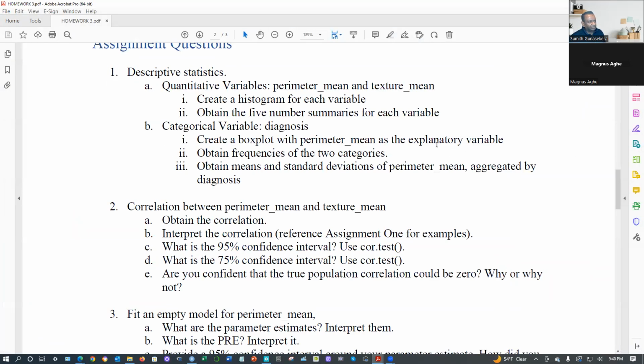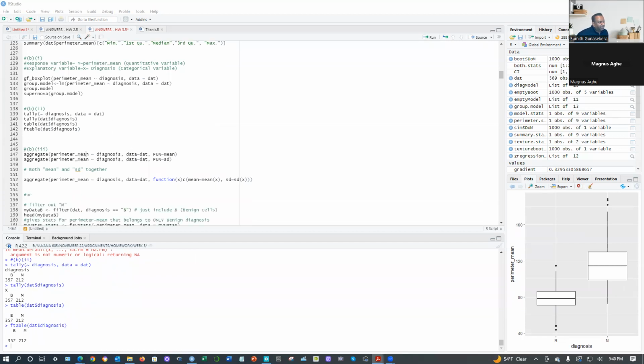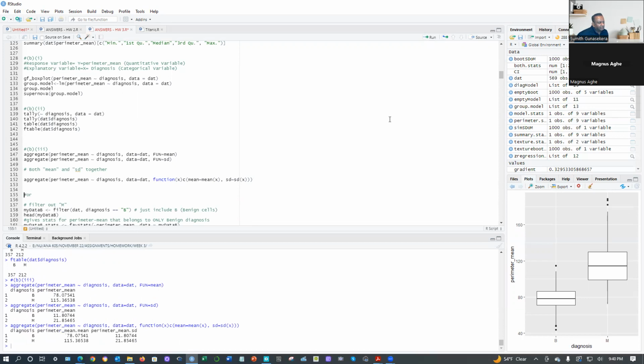Create a box plot, mean and explanatory. Obtain the frequencies. Question number 2, Roman numerals: obtain the mean and standard deviation of perimeter mean aggregated by diagnosis. As I said earlier, now you can do aggregate. Aggregate perimeter mean by diagnosis. The function is mean. They do both groups. Standard deviation you can get. Both mean and standard deviation together you can get by creating a function like that.